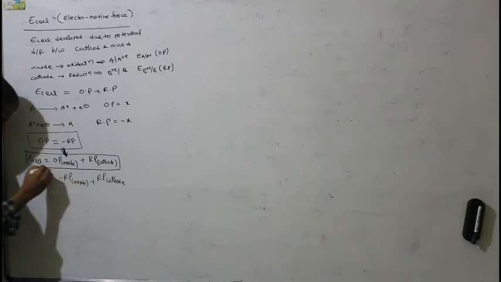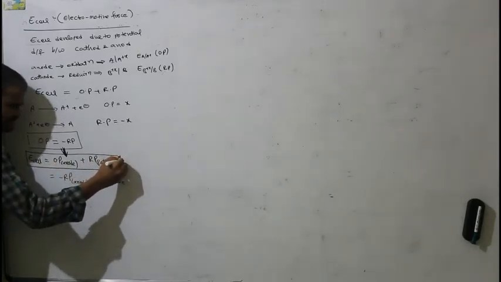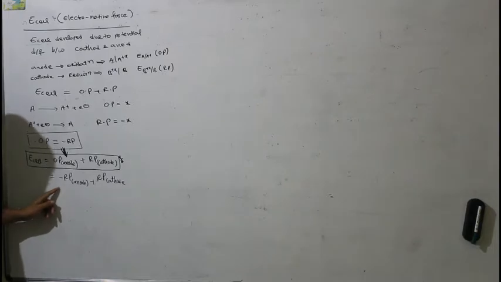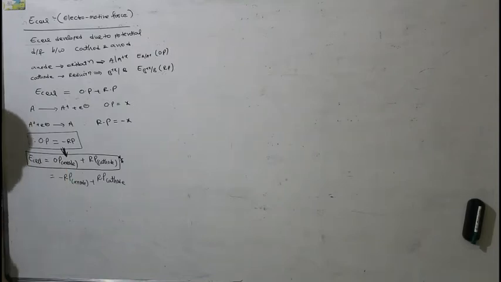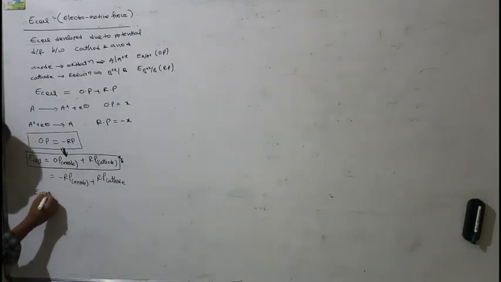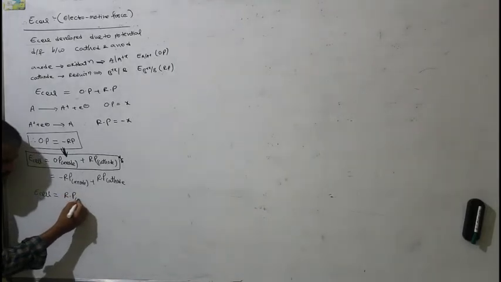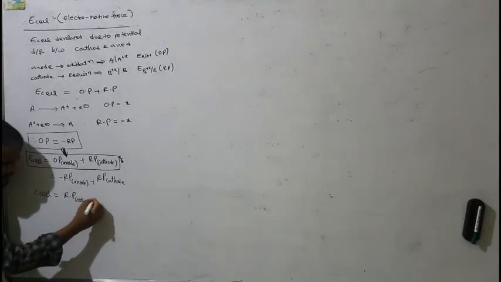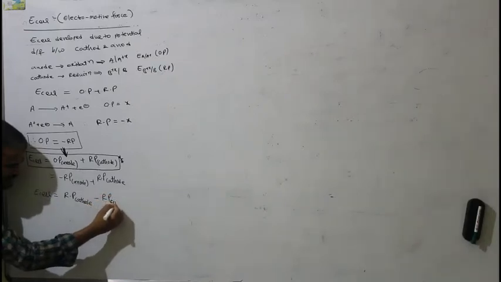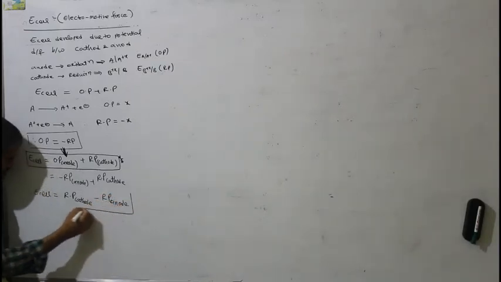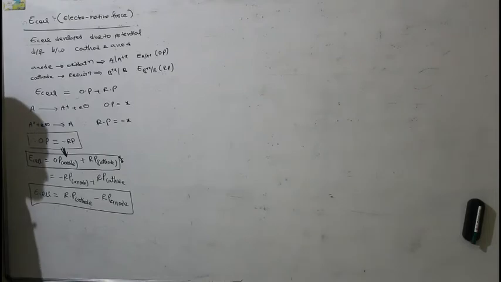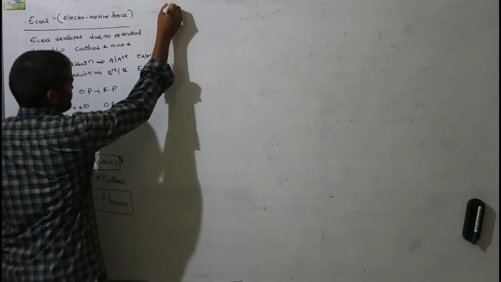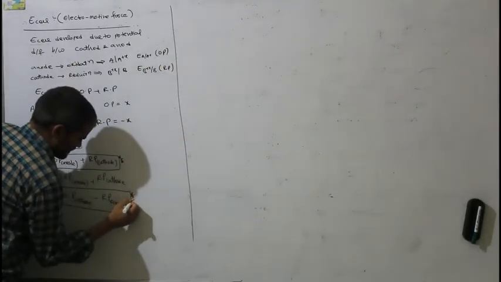There are three formulas. Based on the given question we have to use them. So in the second case, in place of oxidation potential I am substituting minus reduction potential. If you substitute, it can be written like E cell equals reduction potential of cathode minus reduction potential of anode. This is the second formula.